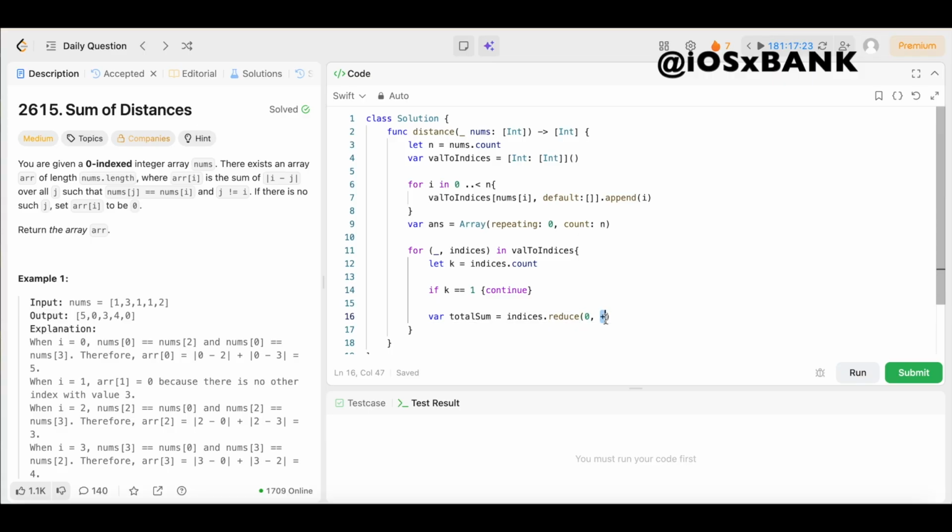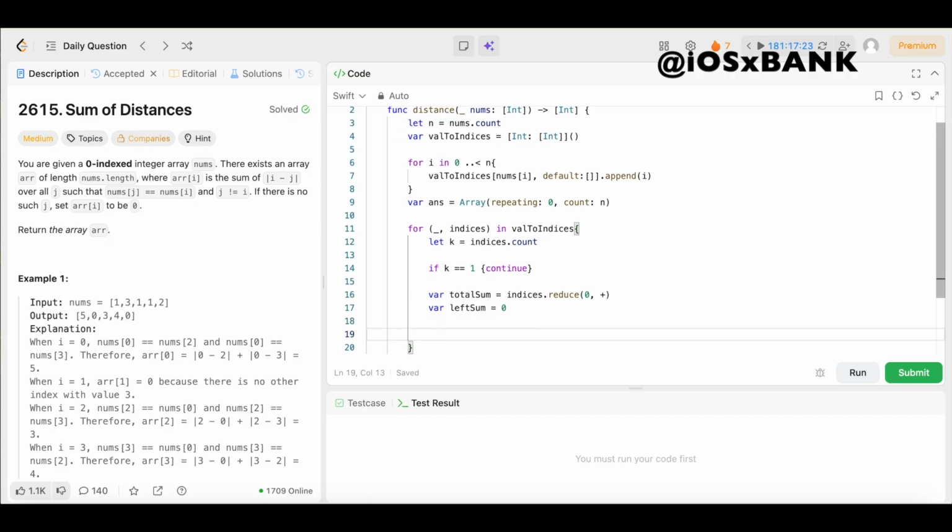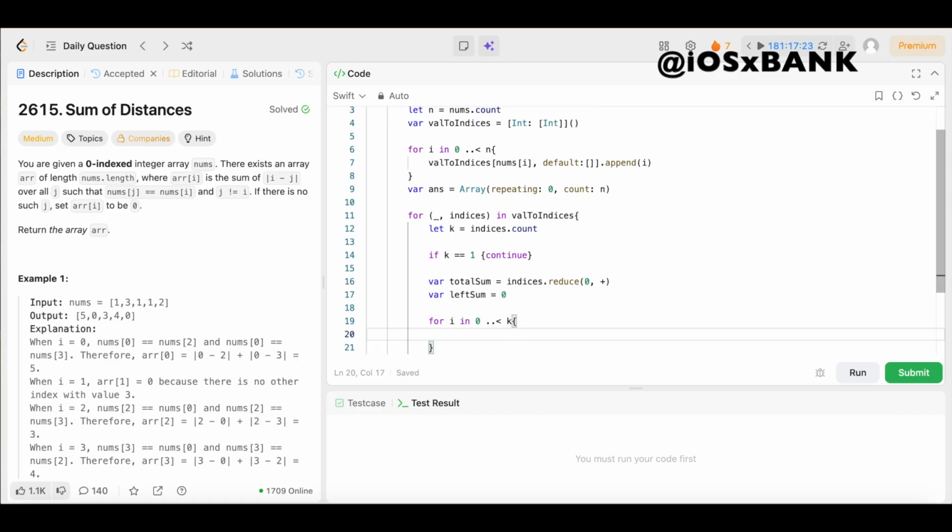Boom. Then we need the running sum of indices to the left of the current position. So we can store that in a variable called leftSum, and we'll set that equal to 0. Then we're going to iterate through each index in this group. So we'll come underneath this and we'll say for i in 0..<k. We'll open up the brackets and we're going to say let currentIdx equal indices[i].